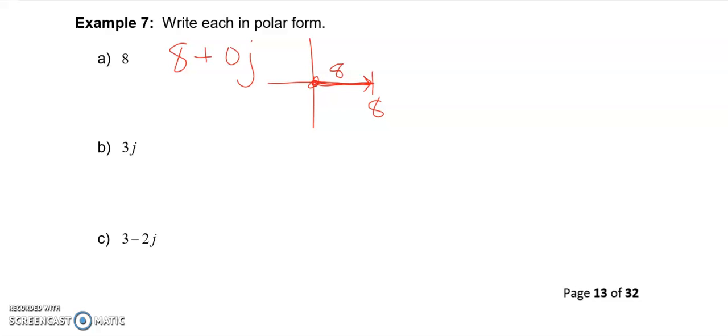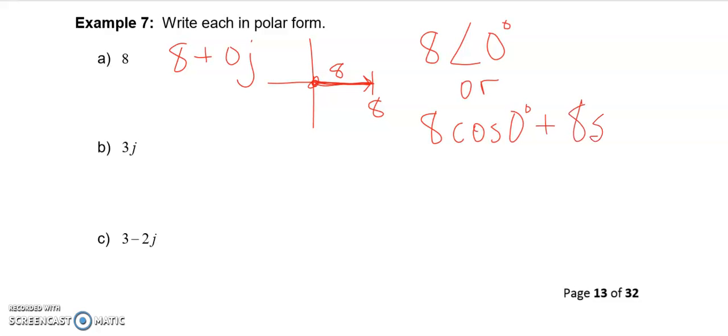So if you wanted to, you could write this as 8, angle symbol, because that's your r, the length of that vector, and the angle is 0, so you could write 0 degrees like so. If you wanted to write it in longer form, you could. This would be 8 times the cosine of 0 degrees plus 8 times the sine of 0 degrees multiplied by j. So there's the number. Both of those things mean the same. They're both polar form, okay?